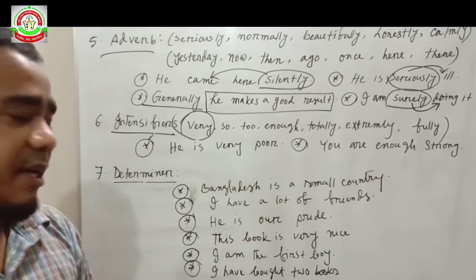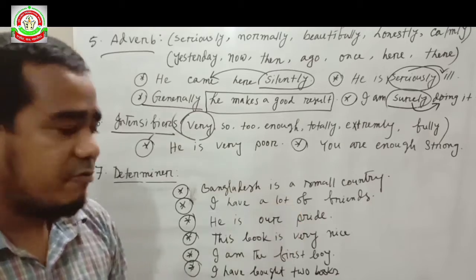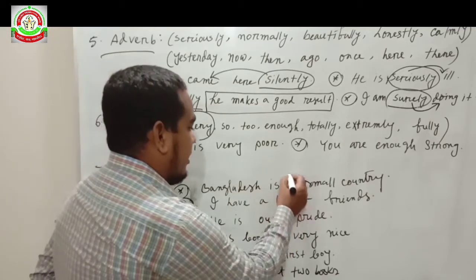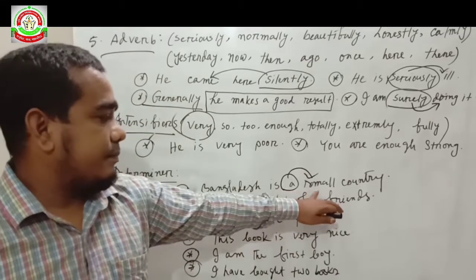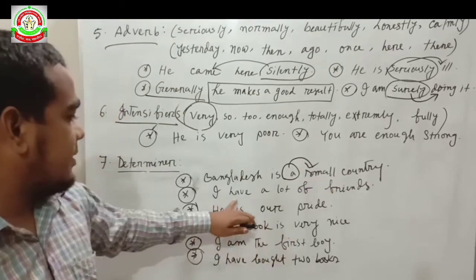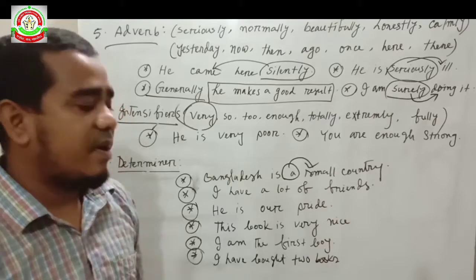Now I have written here some sentences using all the determiners. Bangladesh is a small country. Here, a is an article which pre-modifies the noun. The next sentence: I have a lot of friends.